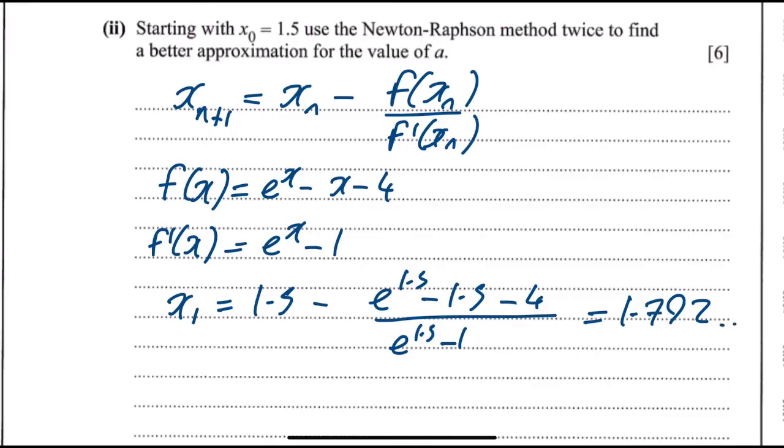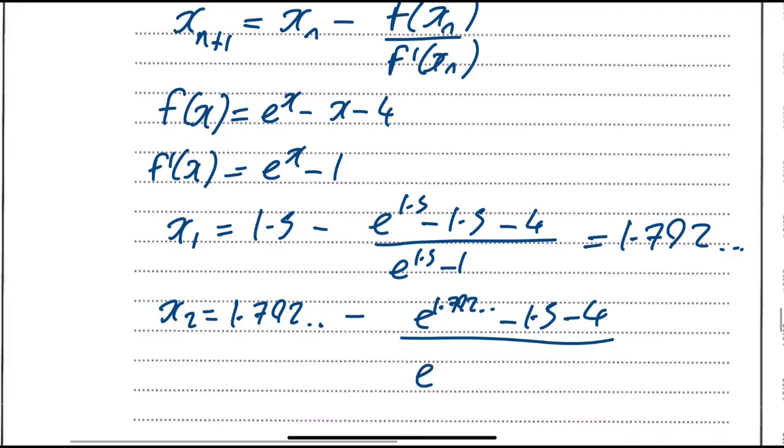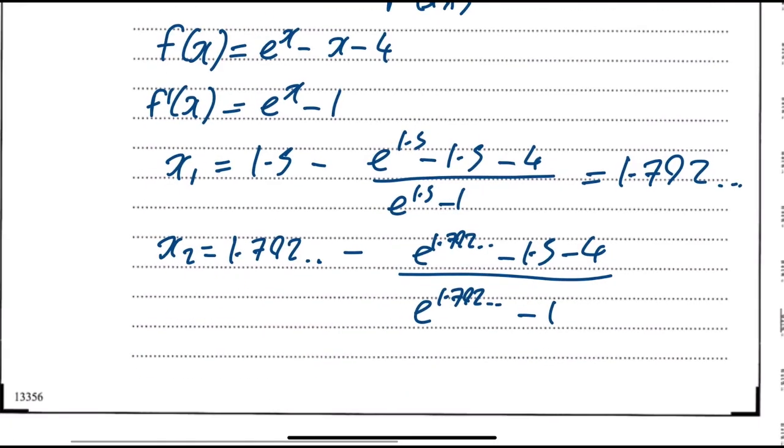My x2 then is 1.792, and you can use your answer button in your calculator, and then minus, and then the top line is e to the 1.792 minus 1.5 minus 4 all over e to the 1.792 minus 1, and I fired that in and I got my x2, and now to 3 sig figs, 1.75 to 3 sig figs.